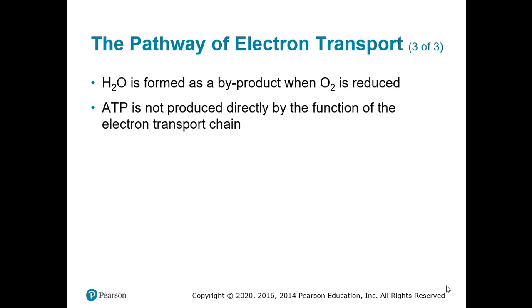All right. So in order to reduce the oxygen, we're going to make water. So you get the CO2 made in the citric acid cycle. You get a little bit of water made. Most of the water that is formed is going to be formed here in the electron transport chain.